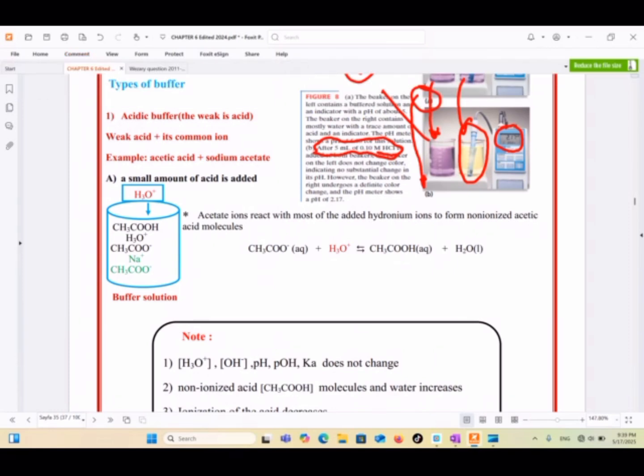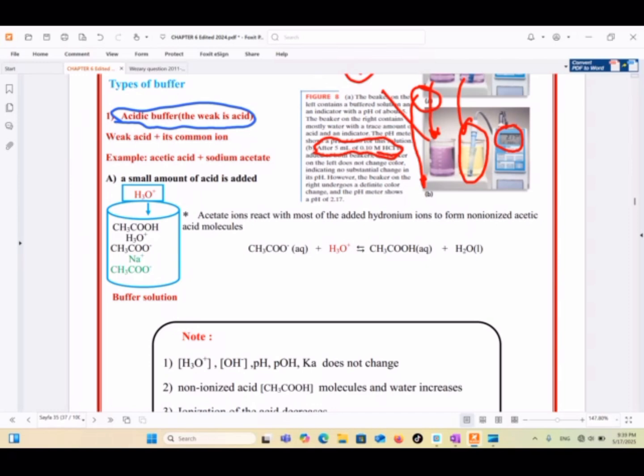And then, guys, for each of these types, we have got two conditions, or we can say that we have got two possibilities: when we add a small amount of acid into it or a small amount of base into it.